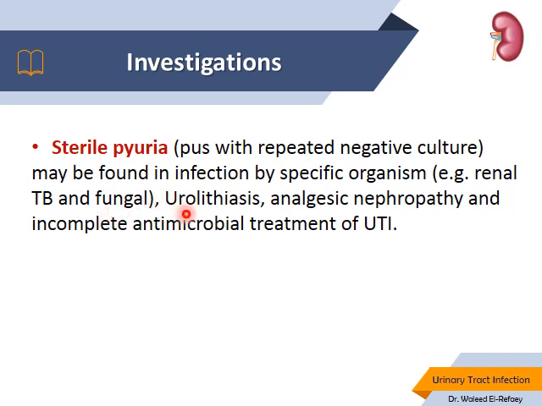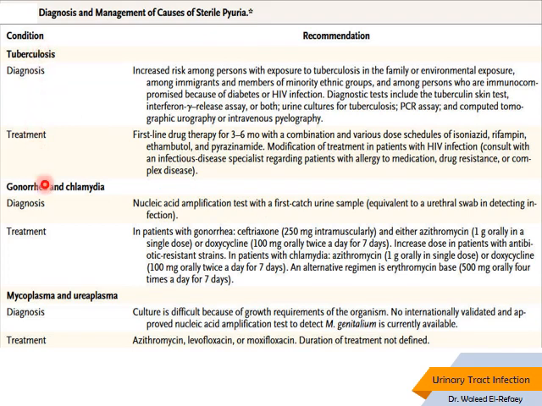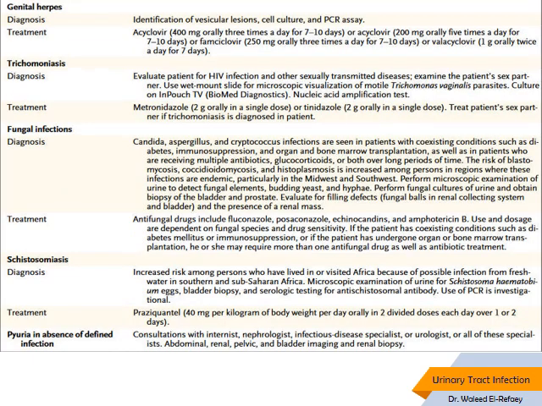Also non-infectious causes like urolithiasis or urinary tract stones, analgesic nephropathy, and incomplete antimicrobial treatment of urinary tract may result in a negative culture if the patient was taking an antibiotic before the culture is withdrawn. So it may give us a negative culture, and because of this the patient should be advised to stop any antimicrobial or antibiotic treatment at least 48 hours before giving the sample for urine culture and sensitivity. These are the types of infections that lead to sterile pyuria and also the non-infectious causes.